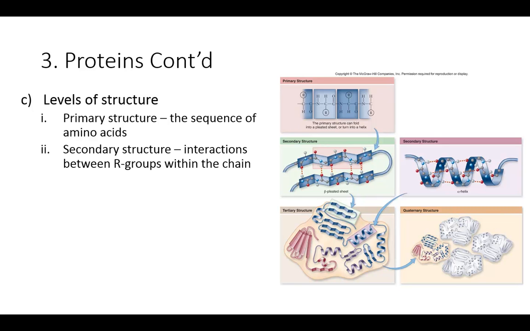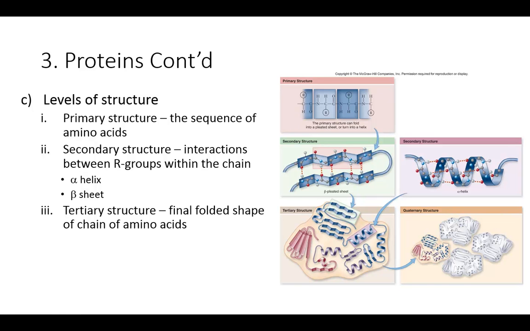Within that sequence, you will have an interaction between the R groups within the different amino acids. And that will make secondary structures, such as this beta-pleated sheet here, which is where hydrogen bonds are formed between different amino acids. Or they can make a helix structure called an alpha helix. Kind of like DNA, only rather than being a double helix, it's just a single helix. Okay, those are secondary structures.